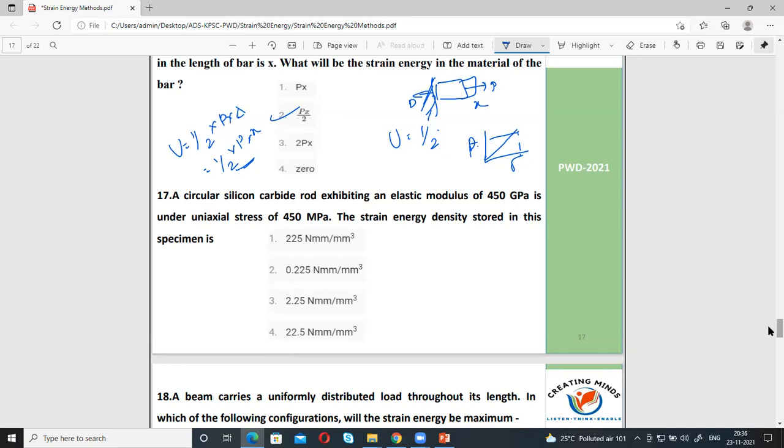Yes, a circular silicon carbide rod, exhibiting an E value of 450 GPa, gigapascal. So how to convert gigapascal to megapascal? It's 10 to the power of 3 megapascal. Yes, E equals 450 into 10 power 3 megapascal. 10 power 9 if we are converting into 10 power 6, because here it is also in MPa.